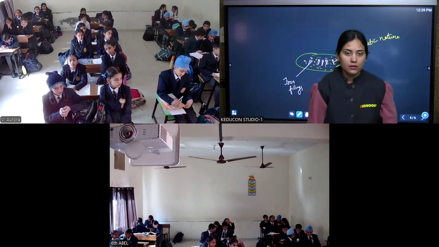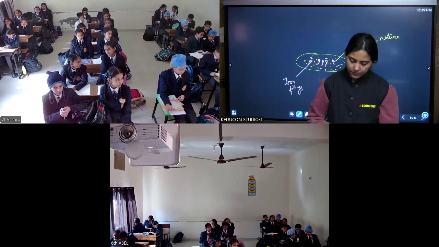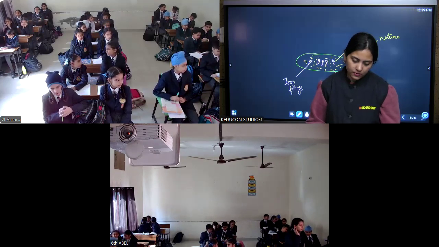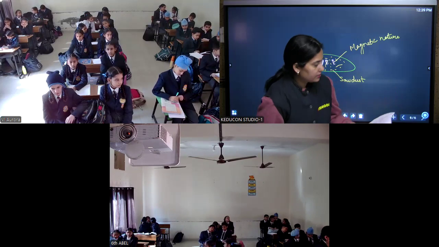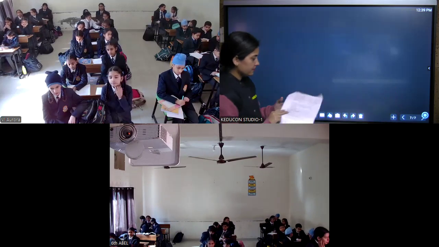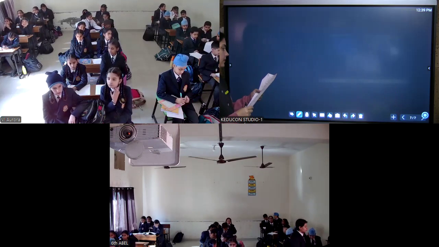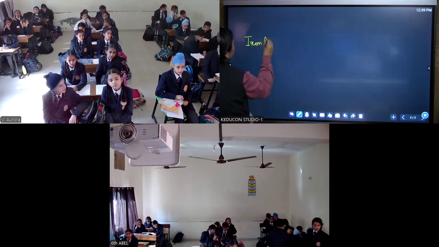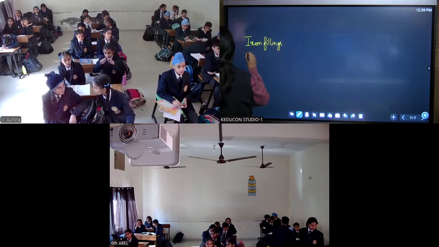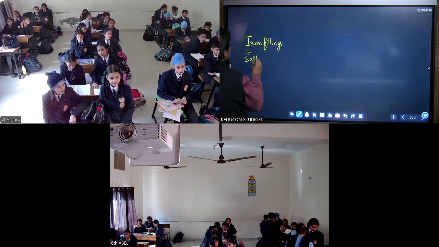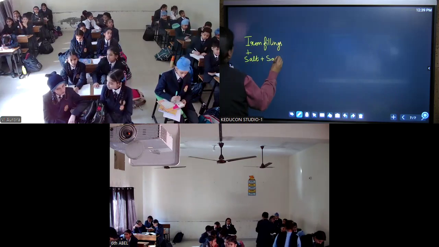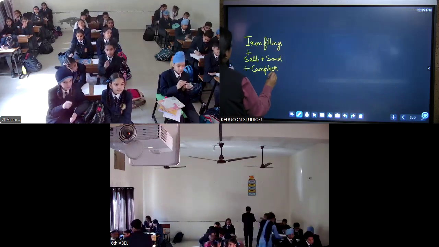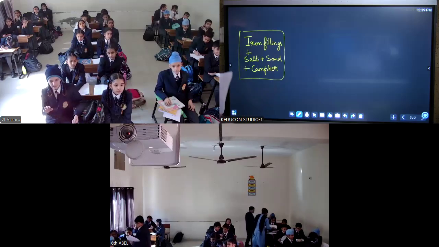Next. Okay, next question. Let's do it. We have iron filings plus salt plus sand plus camphor. So it's a mixture basically. This is the mixture we have right now.